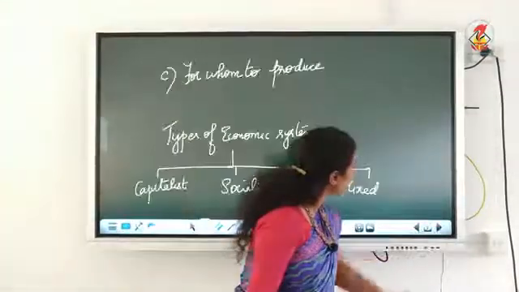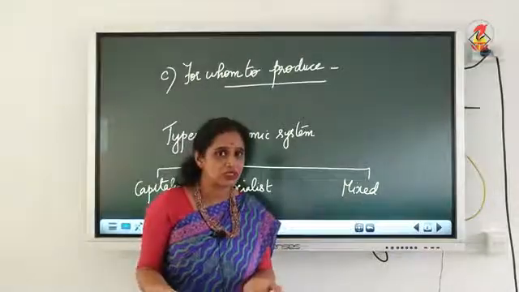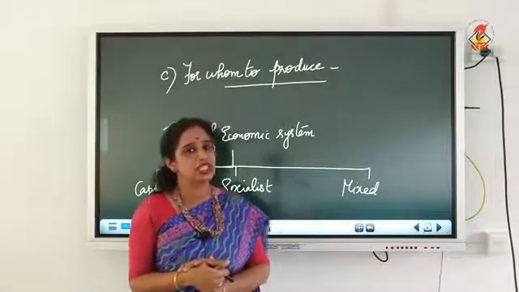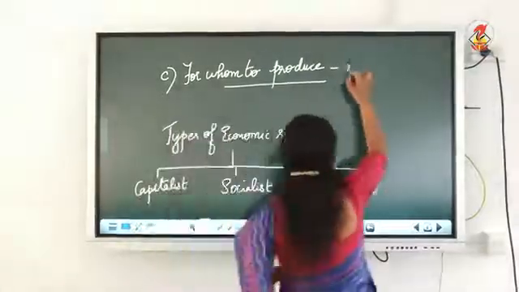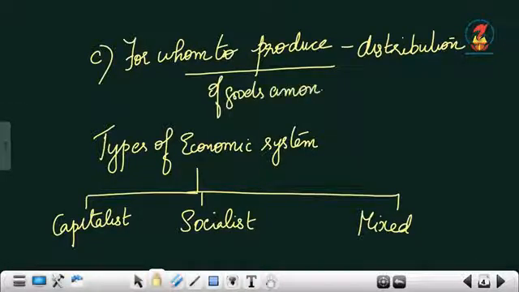Now comes the next question, for whom to produce. The produced goods have to be distributed among different sections of society. So, this deals with the distribution of goods among different sections of society.